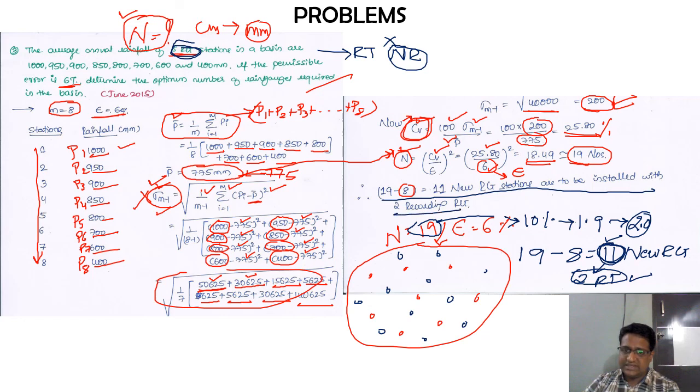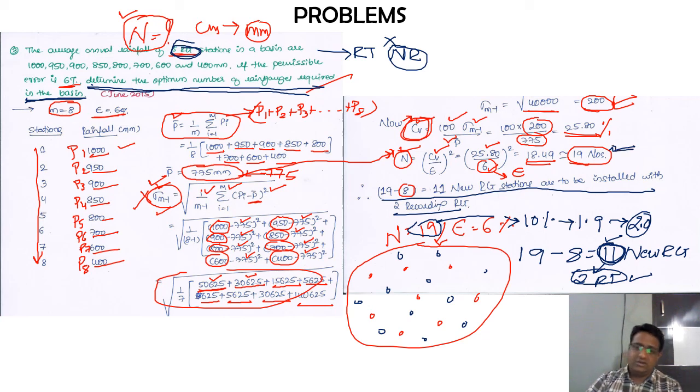Once I get this 19 as the answer, 19 is not your final answer. As per the problem, determine the optimum number of rain gauge stations required in the basin. Directly they are asking only the optimum number of rain gauge stations, which is 19, but it is always better to write this note. This is indicated by N minus M, where N is the total optimum number and M is the existing number. So 19 minus 8 gives me 11. So 11 new rain gauge stations are to be installed, with 2 of them recording type rain gauge stations.